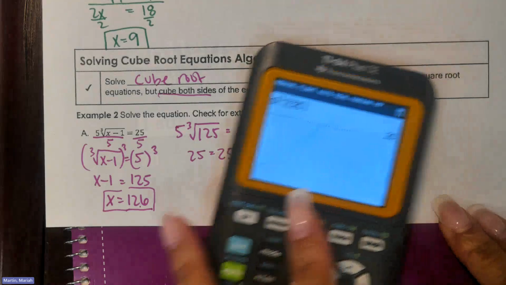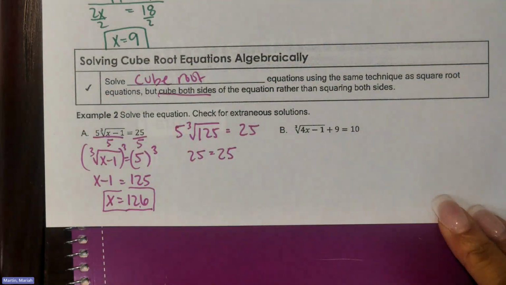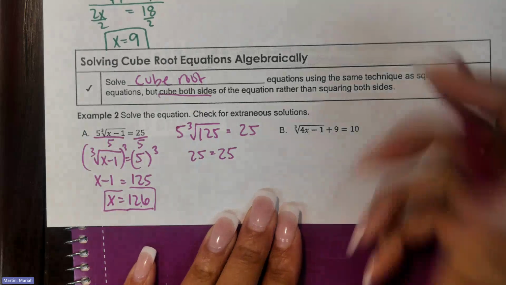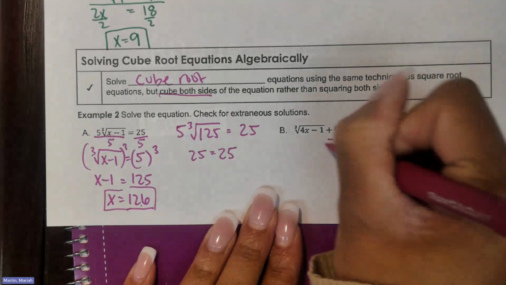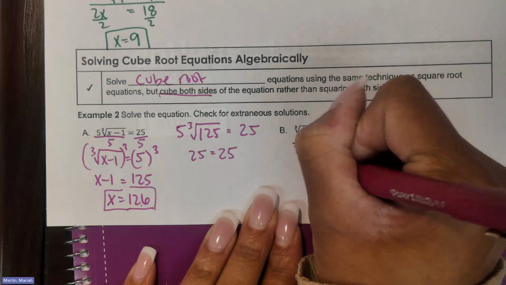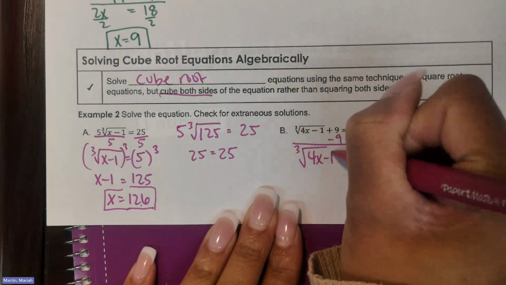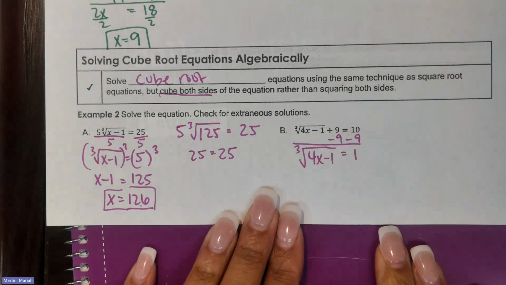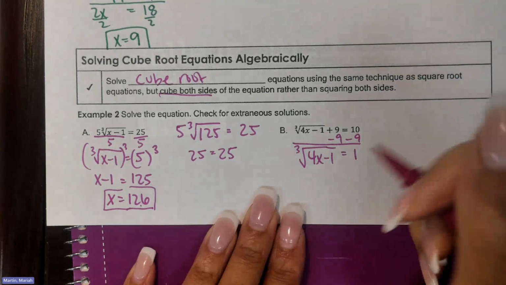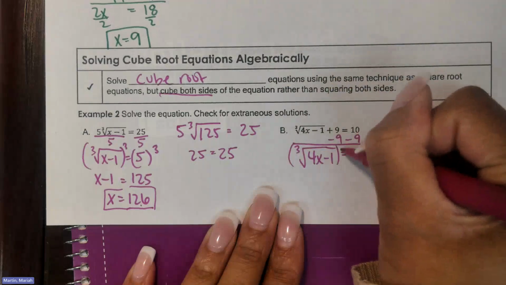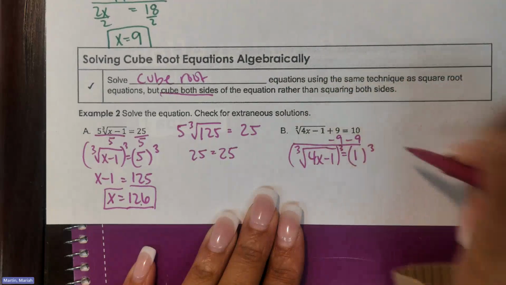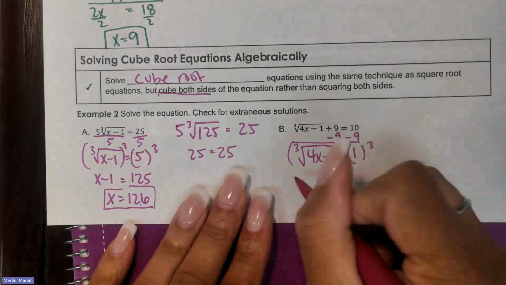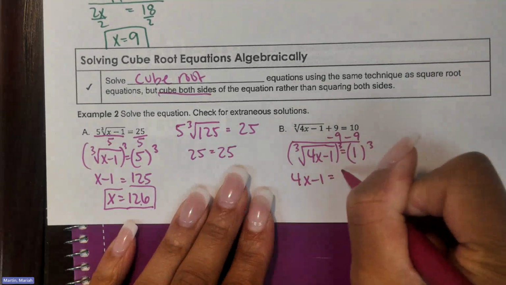So now let's do the other side. This time I do need to isolate my cube root. So I'm going to subtract 9 to the other side. So now the cube root of 4x minus 1 equals 10 minus 9, which is 1. Now I have it isolated. Now I need to take the cube of both sides. So 1 to the third power is 1. So I'm left with 4x minus 1 equals 1.